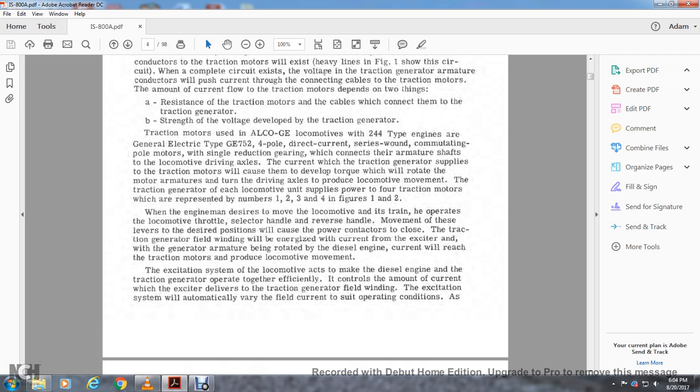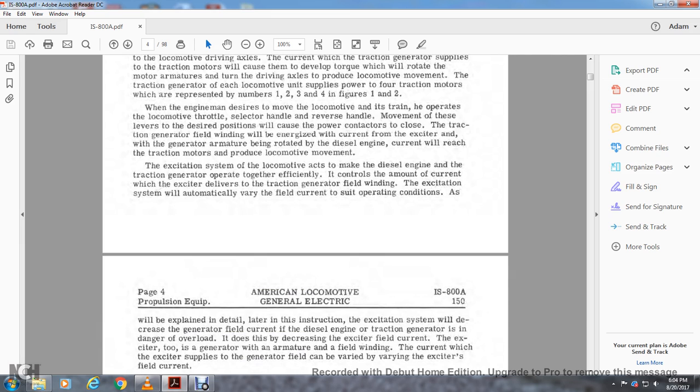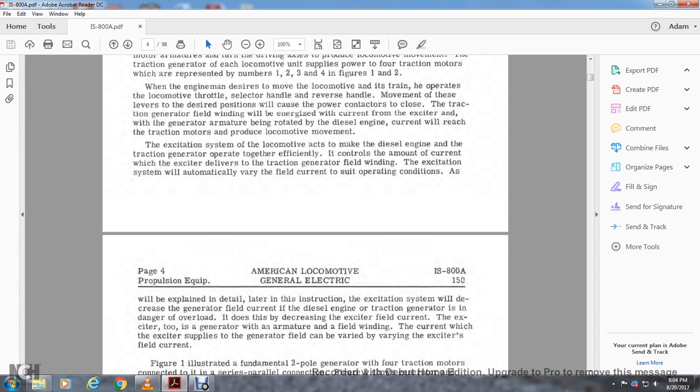The excitation system of the locomotive acts to make the diesel engine and the traction generator operate together with efficiency, by controlling the amount of current from the exciter to the traction generator field winding. The excitation system will automatically vary the field current to suit operating conditions, as will be explained in detail later in this instruction. The excitation system will decrease the generated field current if the diesel engine or traction generator is in danger of overload. It does this by decreasing the exciter field current. The exciter has an armature and a field winding, and the current which the exciter supplies to the generator field can be varied by varying the exciter's field current.